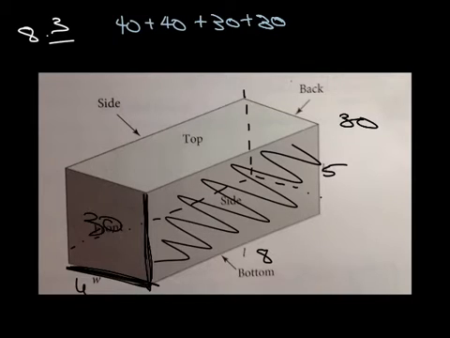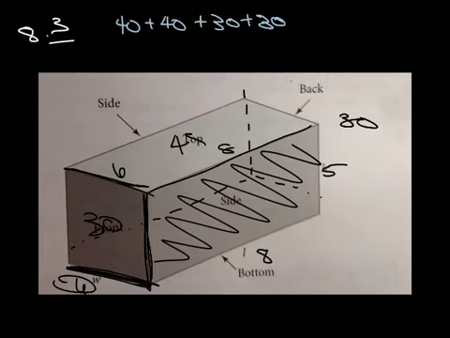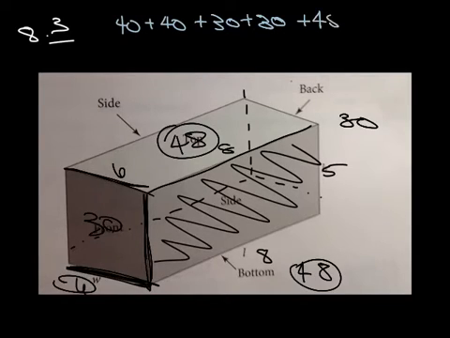Now let's look at the top. The top is going to be 6 from this, and it's also going to be 8 from that. So 8 times 6 is 48. So the top is going to be 48, which also means the bottom is going to be 48. Then I'm going to add 48 plus 48. And notice I have 6 numbers here.